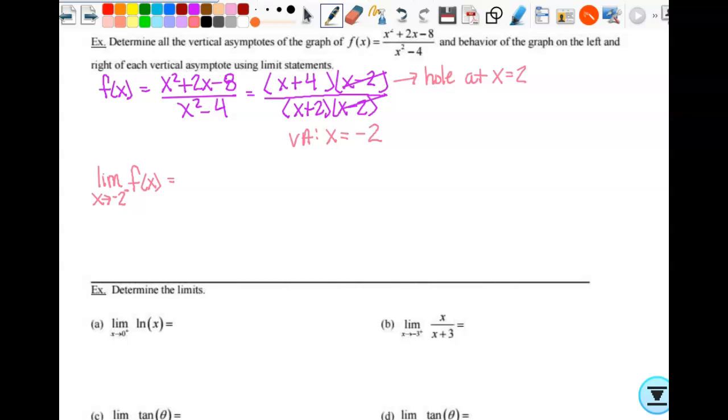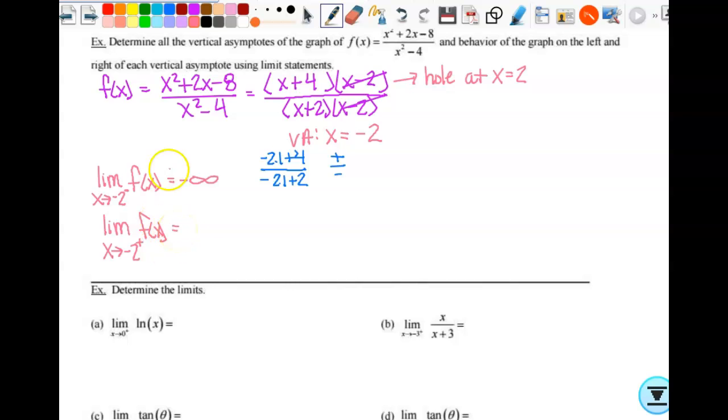All right. Well, if it approaches -2 from the left, I'm going to have to take a number that's smaller than -2, like -2.1, something like that. And I can do -2.1 plus 4 over -2.1 plus 2. That's going to give me a positive over a negative. So what's my answer here? Negative infinity. And then the limit as x approaches -2 from the right-hand side.